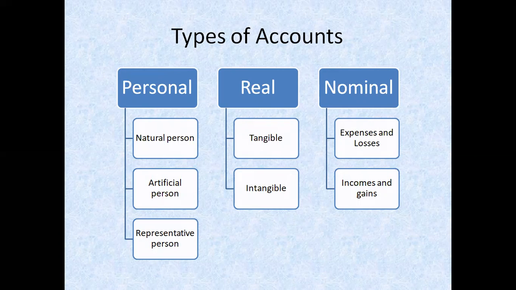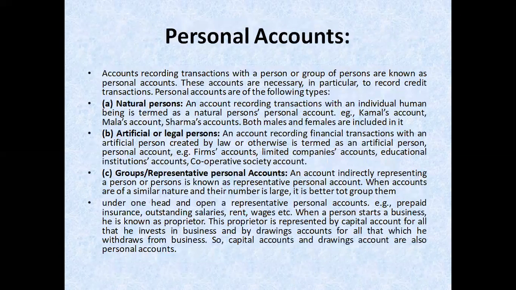The personal accounts may be classified into three categories: natural person, artificial person, or representative person. Real accounts may be classified into two categories: tangible or intangible. Nominal accounts may be classified into expenses and losses, and all incomes and gains. Then we move to the personal account.